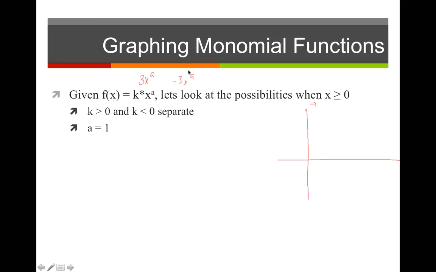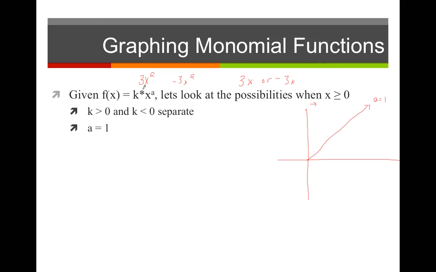So let's first look at what happens when a is 1. In this particular case, we get 3x or negative 3x. Let's look at positive first. 3x looks like this. That's supposed to be a straight line. So this is when a is equal to 1. You get a straight line. So that's my x to the first power.